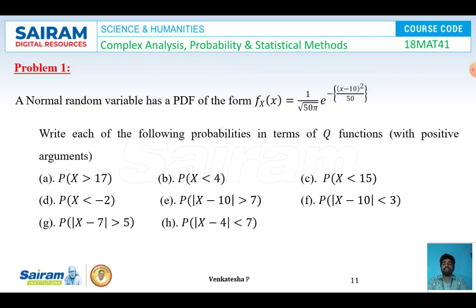Problems on normal distribution. The first problem: a normal random variable has a PDF of the form 1 by square root of 50 pi e power minus of x minus 10 whole square by 50, and write each of the following probabilities in terms of Q function with positive arguments. The first one is P of x is greater than 17, P of x is less than 4, P of x is less than 15, P of x is less than minus 2, P of mod x minus 10 greater than 7, P of mod x minus 10 less than 3, P of mod x minus 7 greater than 5, P of mod x minus 4 less than 7. So in this problem, the first thing is we have to find the value of mean and standard deviation.